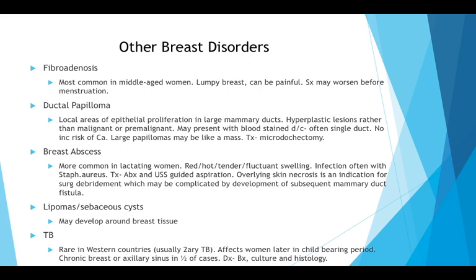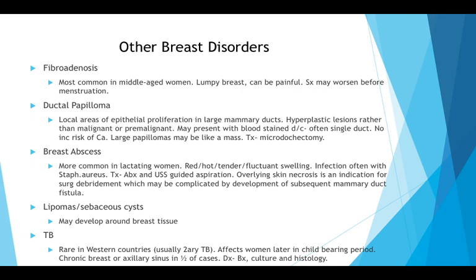Breast abscess would present as a red, hot, tender, fluctuant lump. It's more common in lactating women, often due to Staph aureus infection. Treat it using antibiotics and ultrasound guided aspiration. If there is overlying skin necrosis, you may need to refer for surgical debridement for that.